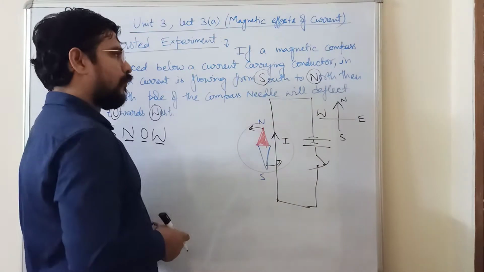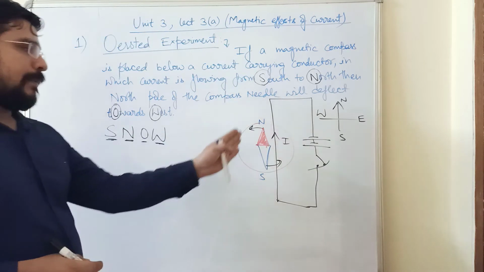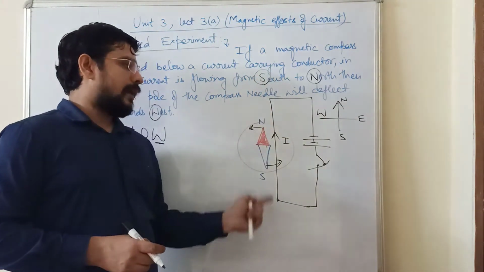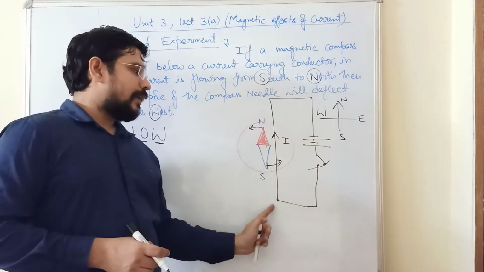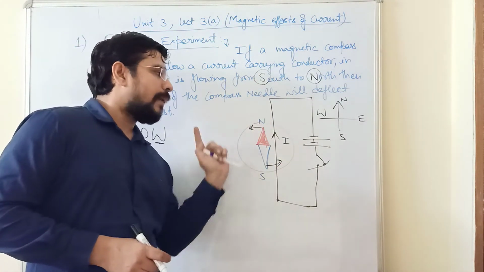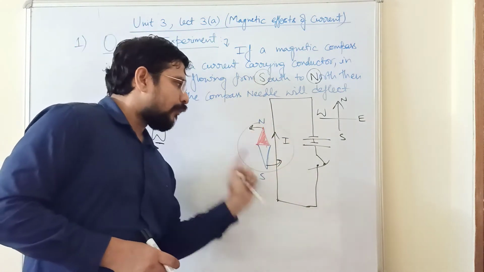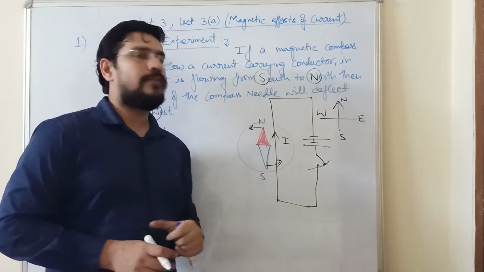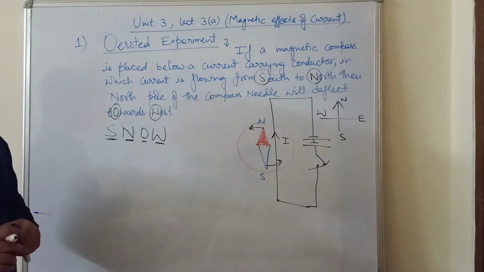What is the significance of Oersted experiment? It was the first experiment which gave you direct relation between magnetic field and current, and this experiment also demonstrates that current carrying conductor is a source of magnetic field, because only magnetic field can affect a magnetic needle. So this experiment is very important from this point of view.